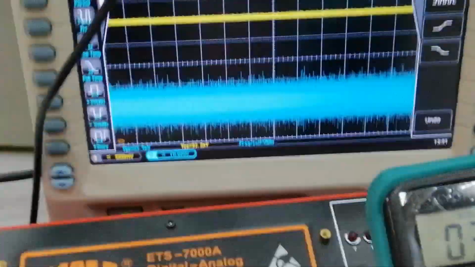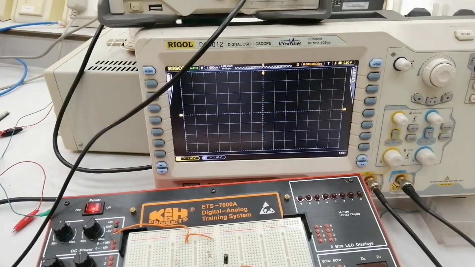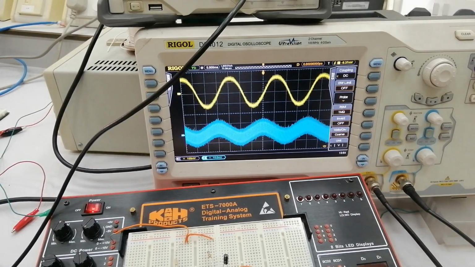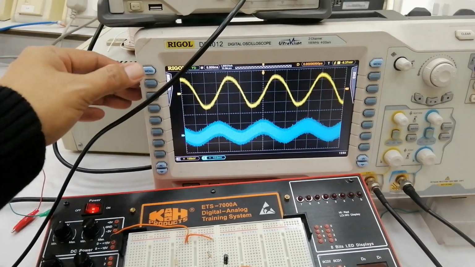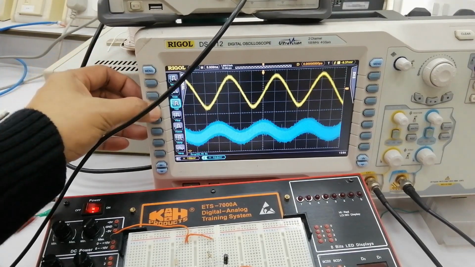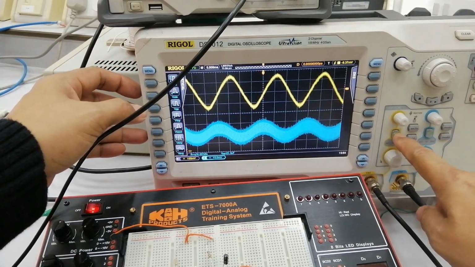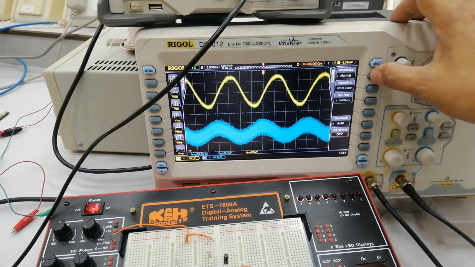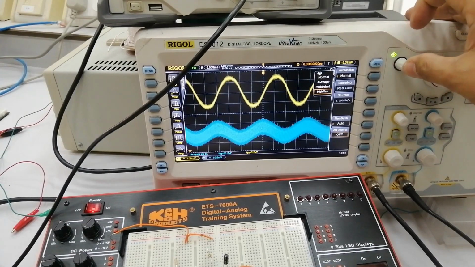So what happened now? This is the output at 50 hertz. Now the issue is on the oscilloscope. Let us try to do the measurements: frequency, then amplitude, Vpp of the source, and Vpp of the output. Now acquire normal, high resolution.